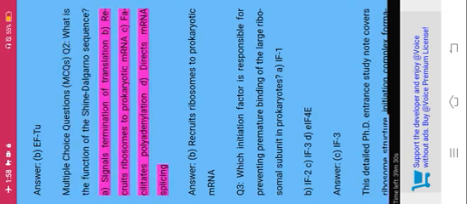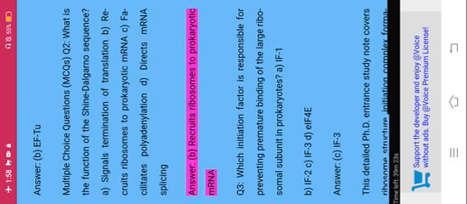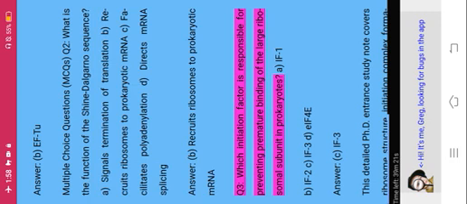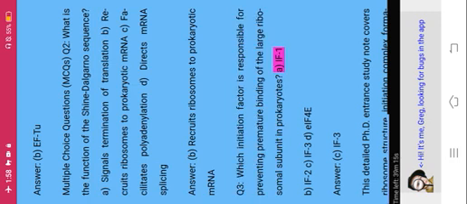Multiple choice questions, MCQs. Q2, what is the function of the Shine-Dalgarno sequence? A. Signals termination of translation. B. Recruits ribosomes to prokaryotic mRNA. C. Facilitates polyadenylation. D. Directs mRNA splicing. Answer, B. Recruits ribosomes to prokaryotic mRNA. Q3, which initiation factor is responsible for preventing premature binding of the large ribosomal subunit in prokaryotes? A. IF1. B. IF2. C. IF3. D. eIF4E. Answer, C. IF3.